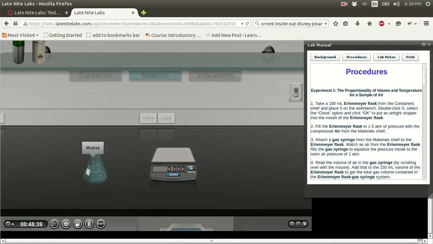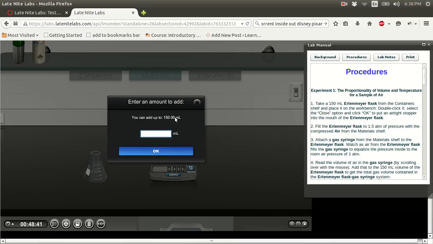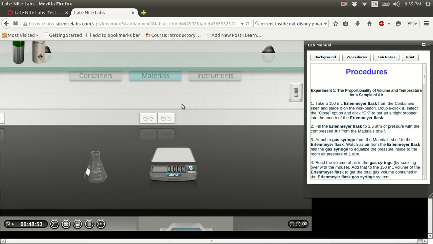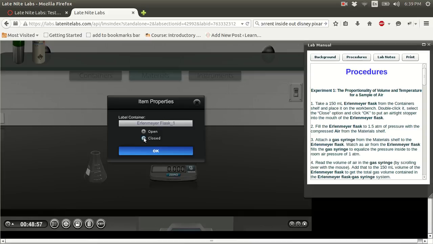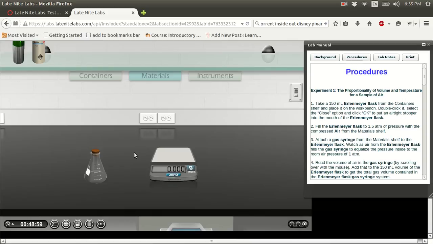I can fill this Erlenmeyer flask with water. Oh, look, the maximum amount of water that I could fill it with is 150.00 milliliters. That must mean that the procedures are correct. This is a 150 milliliter Erlenmeyer flask. All right, I double click it. I close it. And there's a nice little cork. Incidentally, folks, the software says that the flask has 0 milliliters inside.